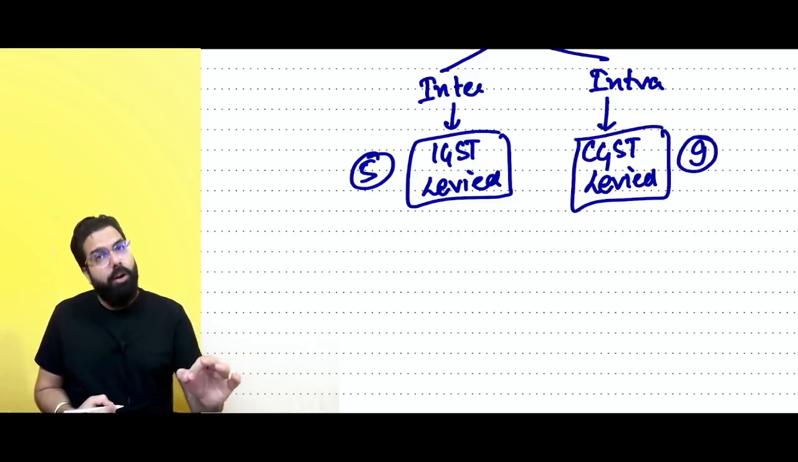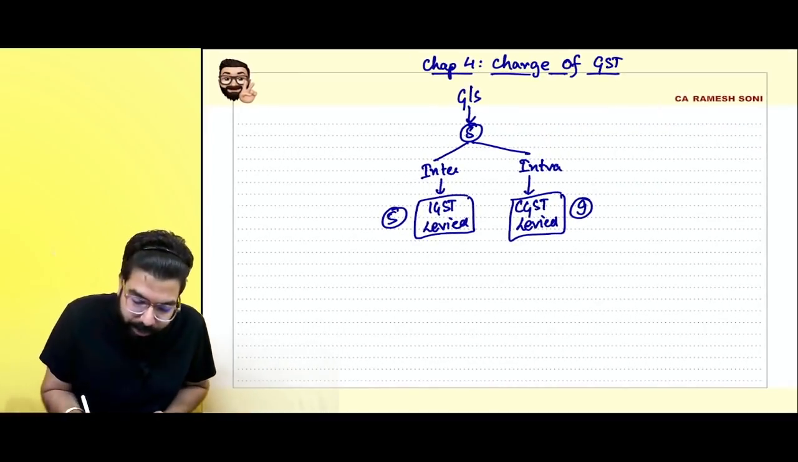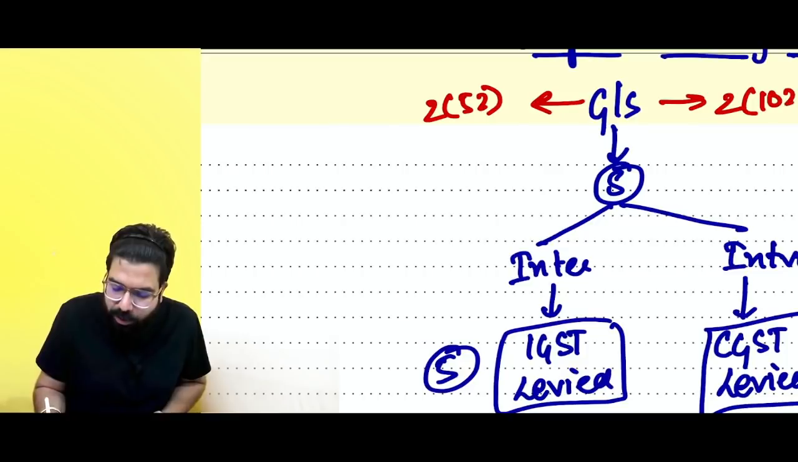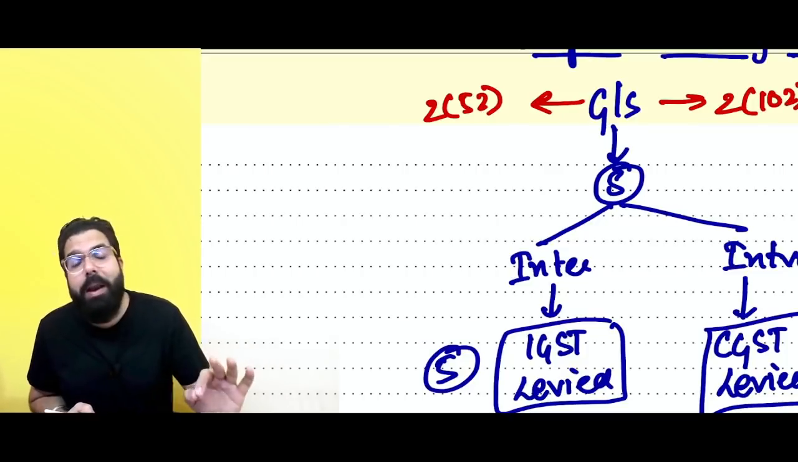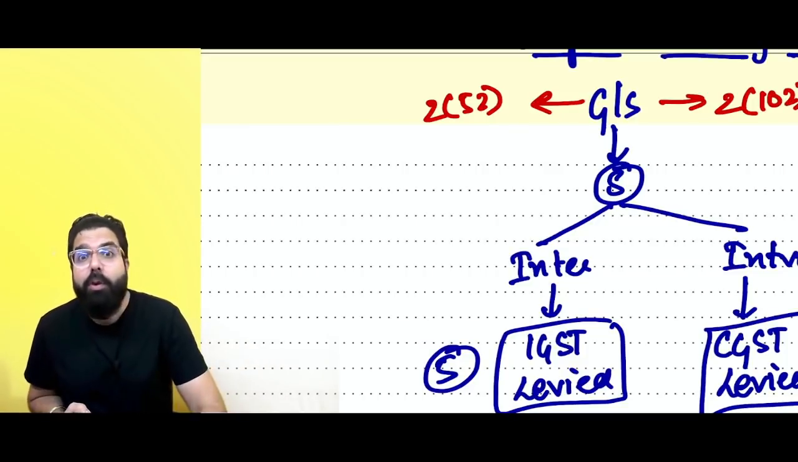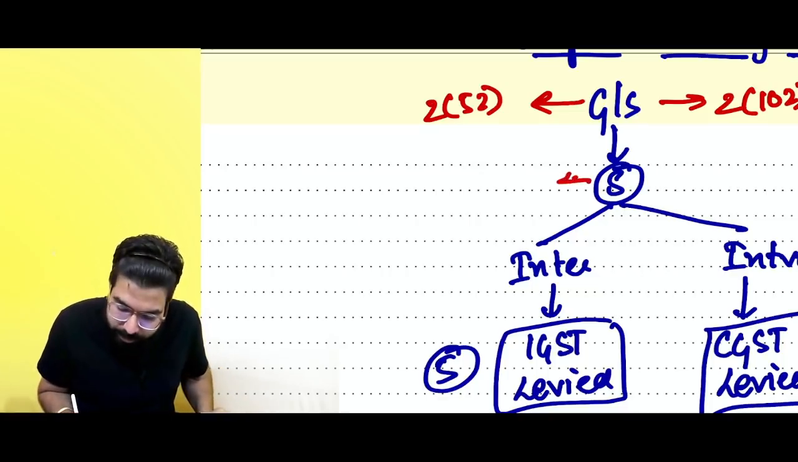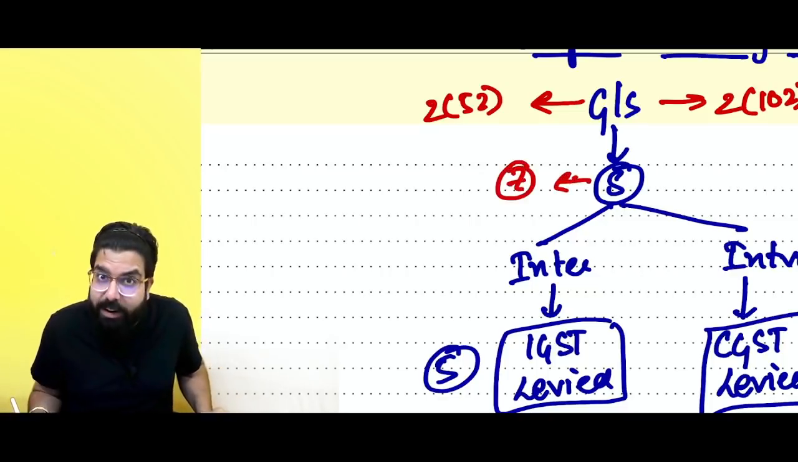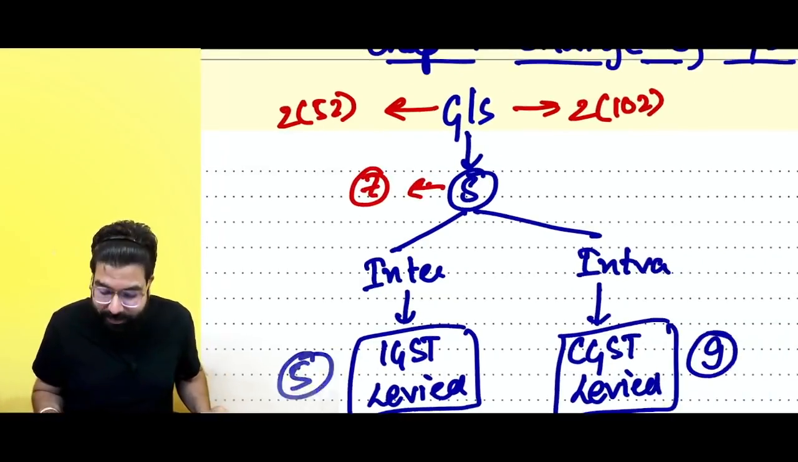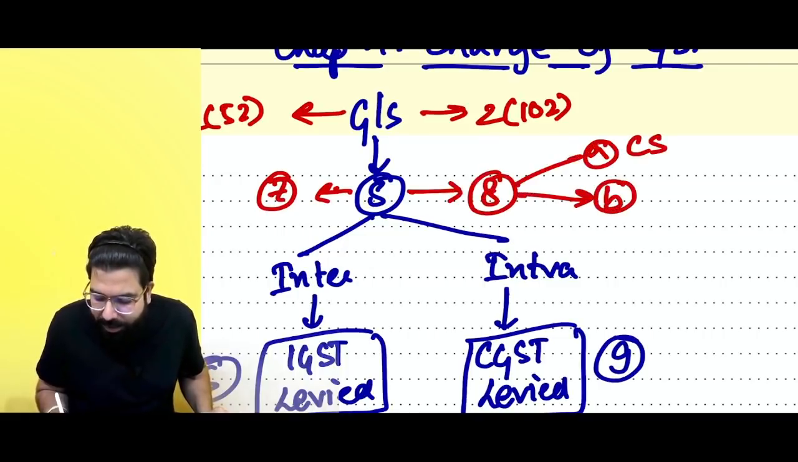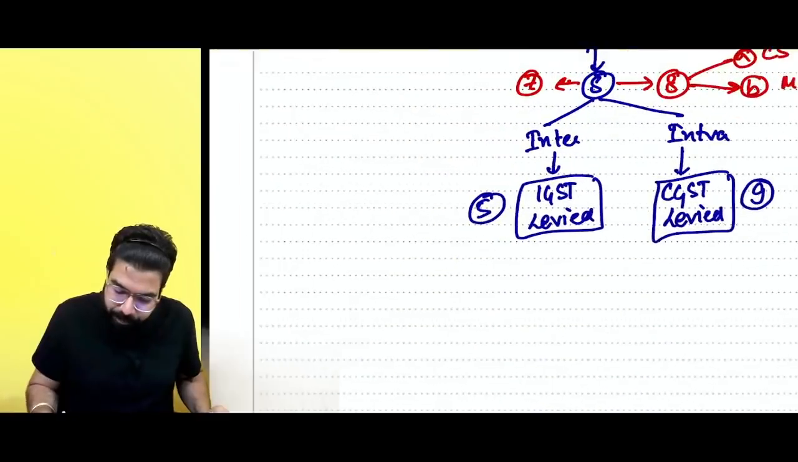So, everyone over here now. We went ahead and learned goods or services. Goods definition is 2(52), services definition is 2(102). Goods and services have to be supplied. Sir, the definition of supply we learned under section number 7. Yes sir, scope of supply was defined in section number 7. Then we had section number 8. Section 8A, composite supply. 8B told about mixed supply.